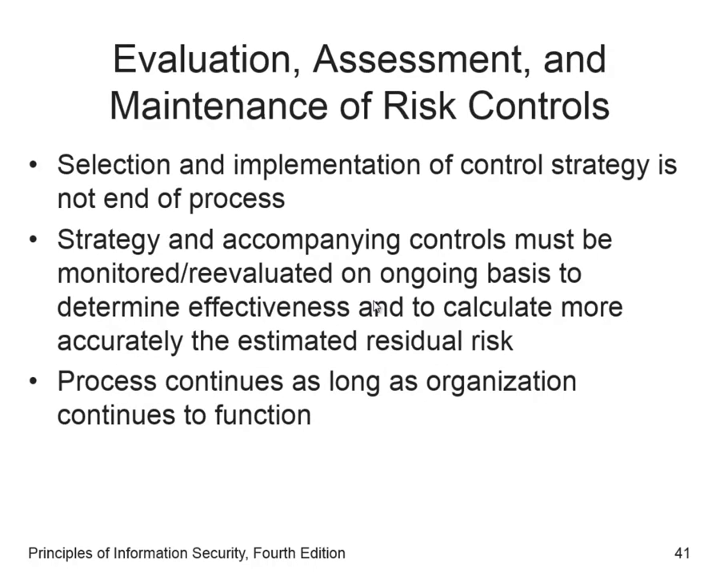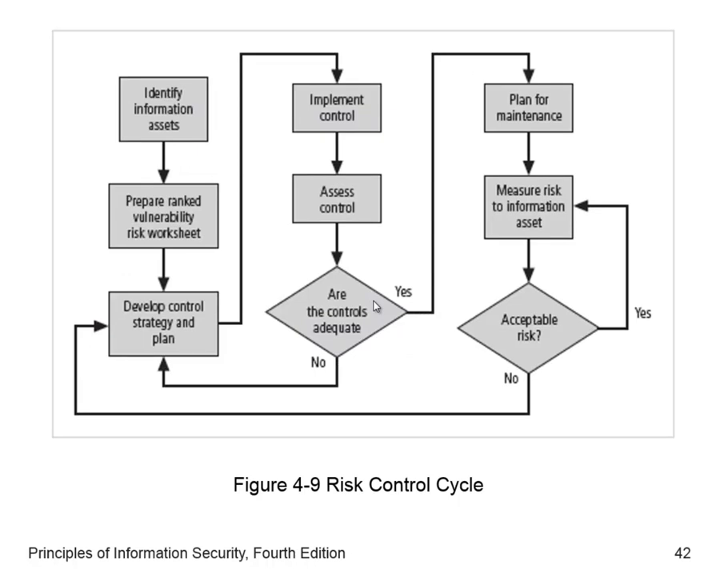Once the controls are in place, they must be monitored and re-evaluated to determine the effectiveness of the implementation. In addition, the estimated residual risk must be calculated accurately to adjust existing controls or to apply new controls. The process of re-evaluation continues in a loop as long as the organization is in business. This figure shows the risk control cycle and the re-evaluation process to adjust controls or to apply new controls.